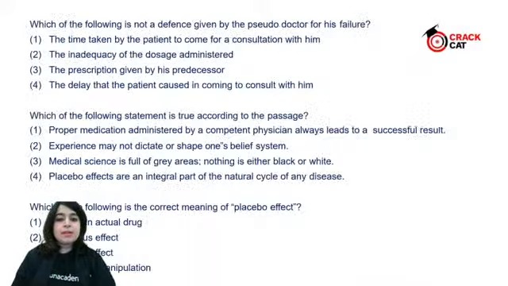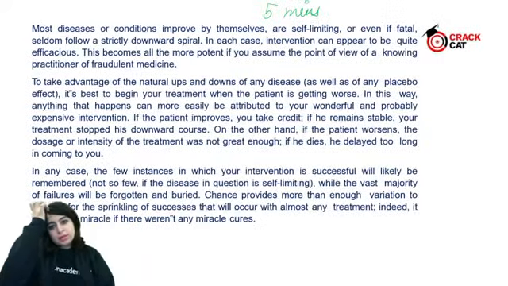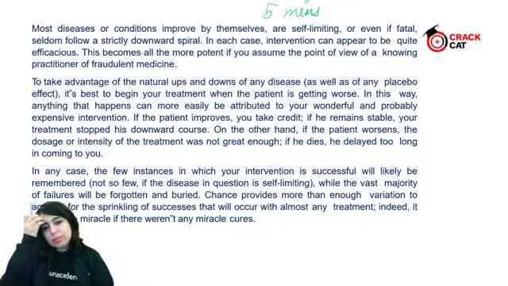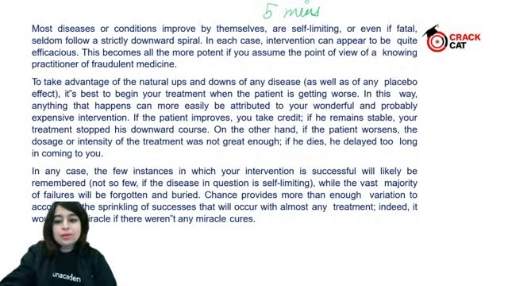All right, let's discuss the passage now. So, this passage talked about diseases and how even if a particular disease is fatal, it seldom follows a strictly downward pattern, and intervention can appear to be quite efficient. And this all becomes more potent if you assume the point of view of a knowing practitioner of fraudulent medicine. So it talks about how there are many ups and downs of the disease, and it's best to begin your treatment when the patient is getting worse, right?